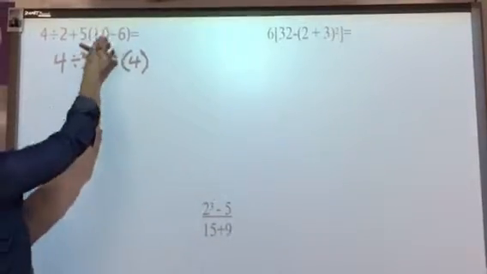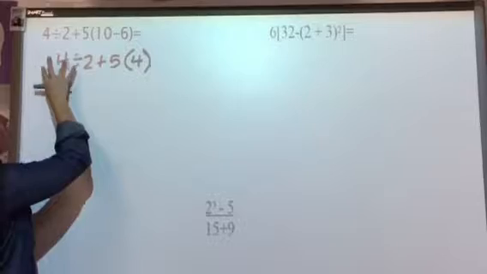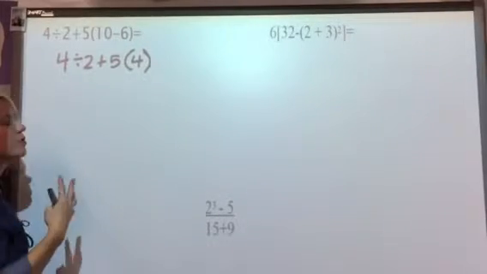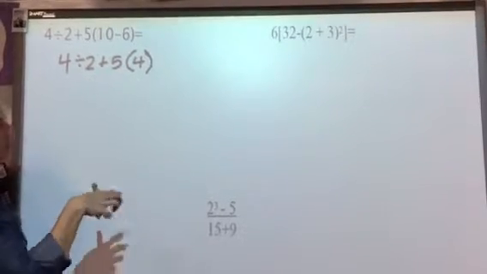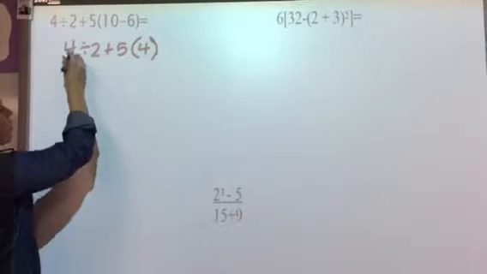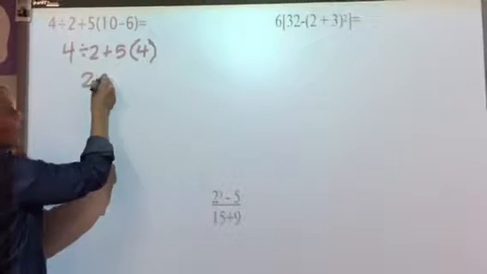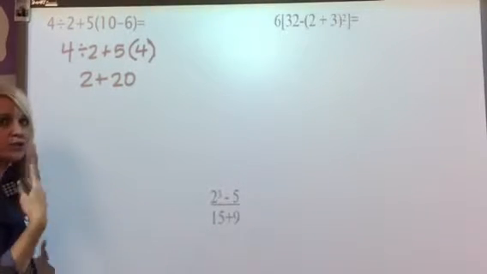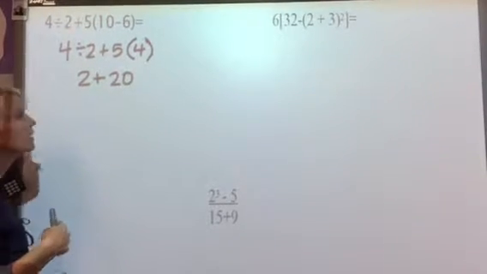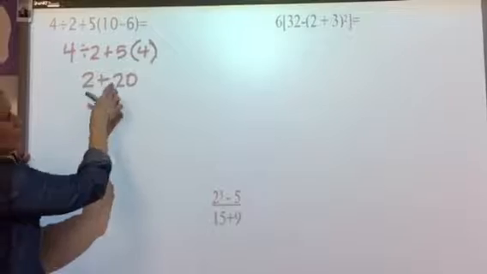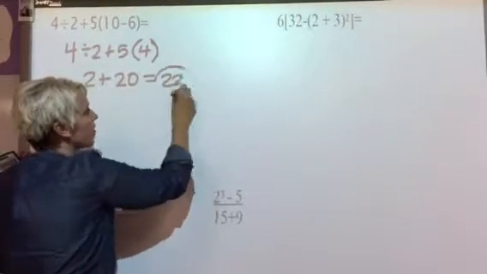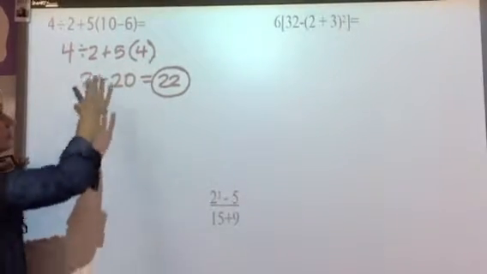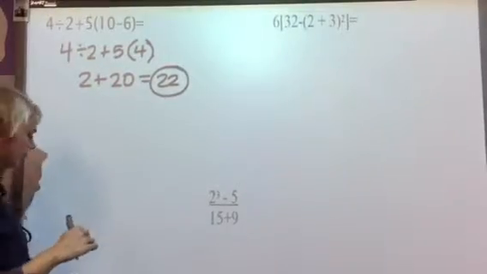So now this parenthesis is taken care of. I look for exponents. There are none. So then I look for multiplication or division left to right. And you see this divide, so 4 divided by 2 is 2, plus 5 times 4, which is 20. You have to do the multiplication before you do the adding. The last thing you would do then is take 2 plus 20, and now we can solve and have 22. Remember to show each step, break it down.